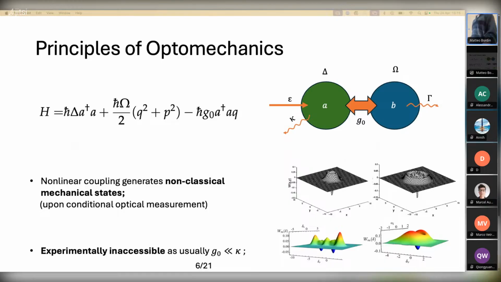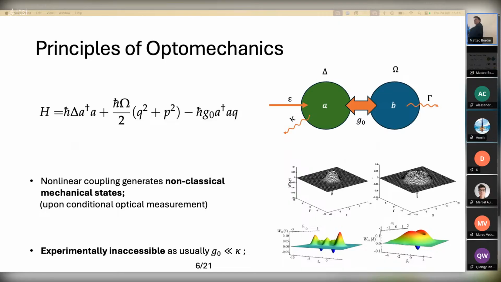Sorry. Can I ask you why you say that g0 is always smaller than the decay rate? Well, g0 is a general statement for the optomechanical systems we're interested in.